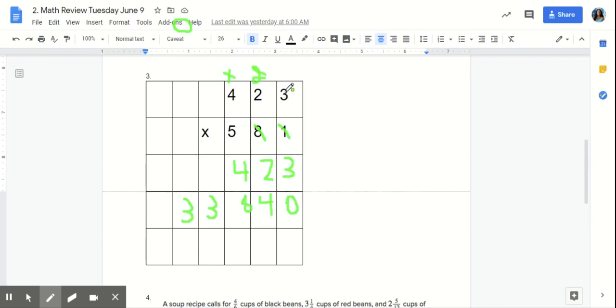Five times 3 is 15. Let's make sure we put in our zeros. Five times 2 is 10, plus 1 is 11. 5 times 4 is 20. 20 plus 1 is 21.